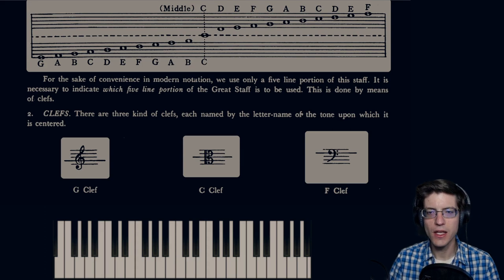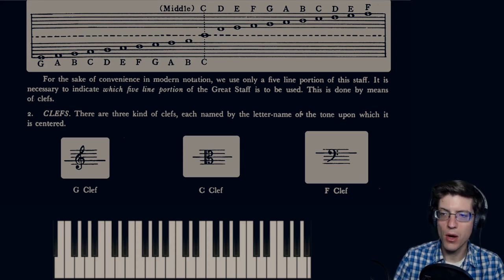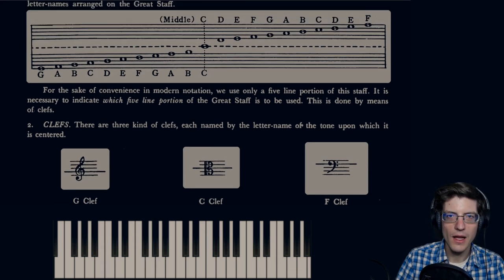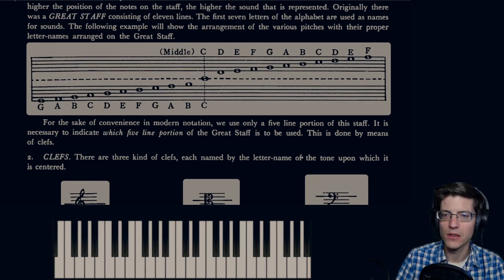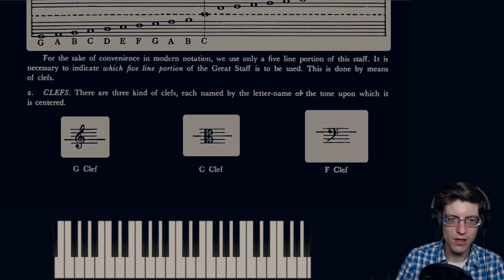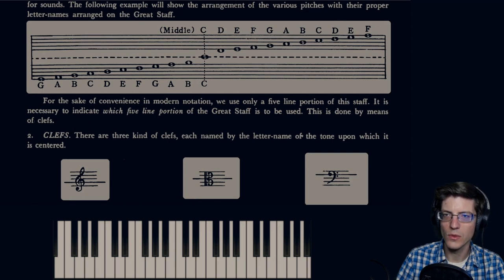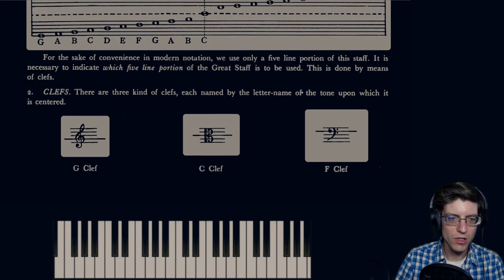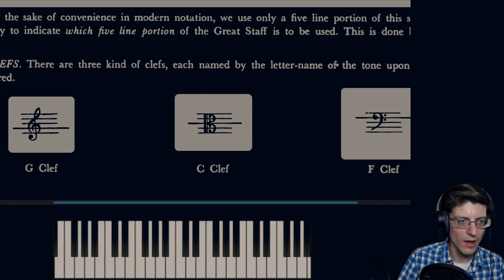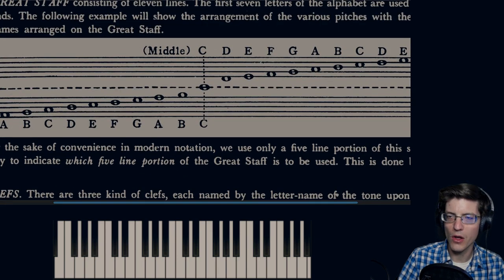There are 3 kinds of clefs, each named by the letter name of the tone upon which it is centered. So you see here the G clef. It is centered on G. If you start at middle C, go up D, E, F, and then G, you see that the clef symbol, the circular portion, if I zoom in on it, circles around where G would be on the staff.